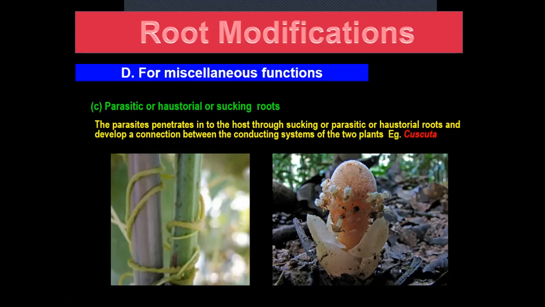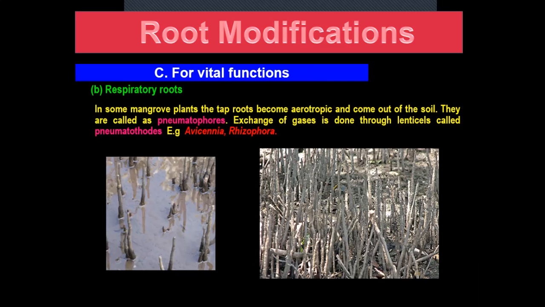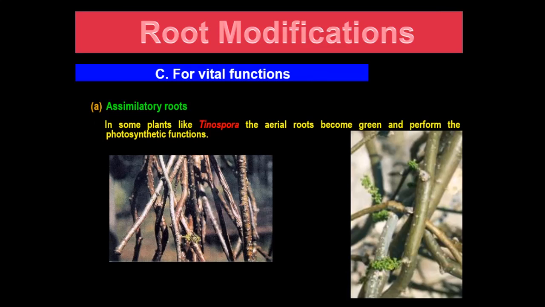Next one, photosynthetic or assimilatory roots. Some roots possess a green pigment. With the help of the green pigment, they perform photosynthesis. Like Tinospora, the aerial roots become green and perform photosynthetic functions. So these are photosynthetic or assimilatory roots. Tinospora, Trapa natans, water chestnut. These are the examples for assimilatory roots.